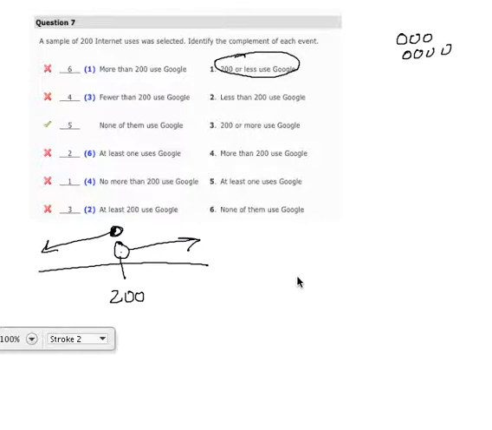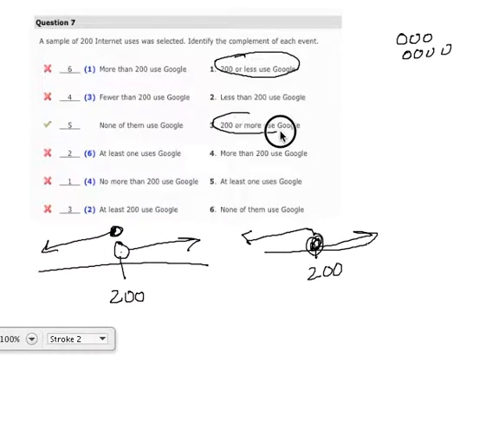The next one, fewer than 200 use Google. Fewer would be not 200, but less than 200. What would be the opposite? The opposite would be 200 or more. So right here, 200 or more.